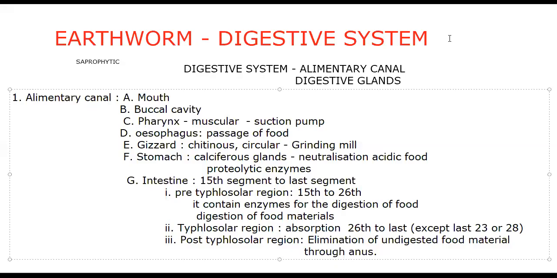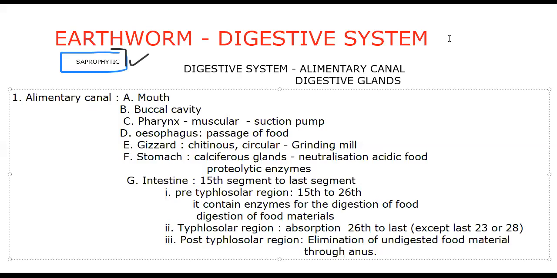So let's take a look at the earthworm digestive system. Earthworm is said to be saprophytic. That means it eats decaying organic foodstuffs. Earthworm eats decaying organic leaves, so that's why we say saprophytic. Simply, dead plants are saprophytic; dead animals, saprozoic. Now it is earthworm, saprophytic.